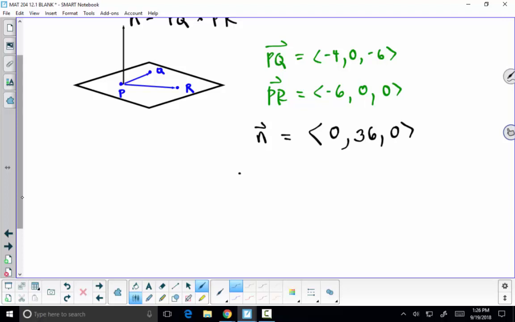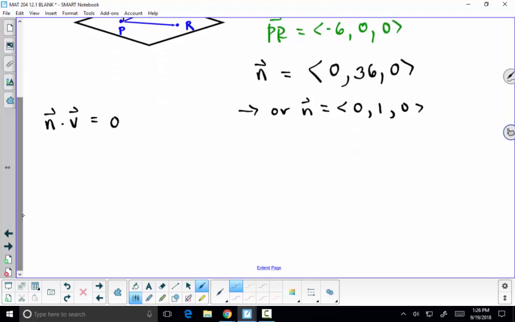So why not? We could use n equal 0, 1, 0. Could you just divide everything by 36? Yep. So now, the equation of our plane, we have to have n dot v equal to 0. So n we just found to be 0, 1, 0. V is our general displacement vector.